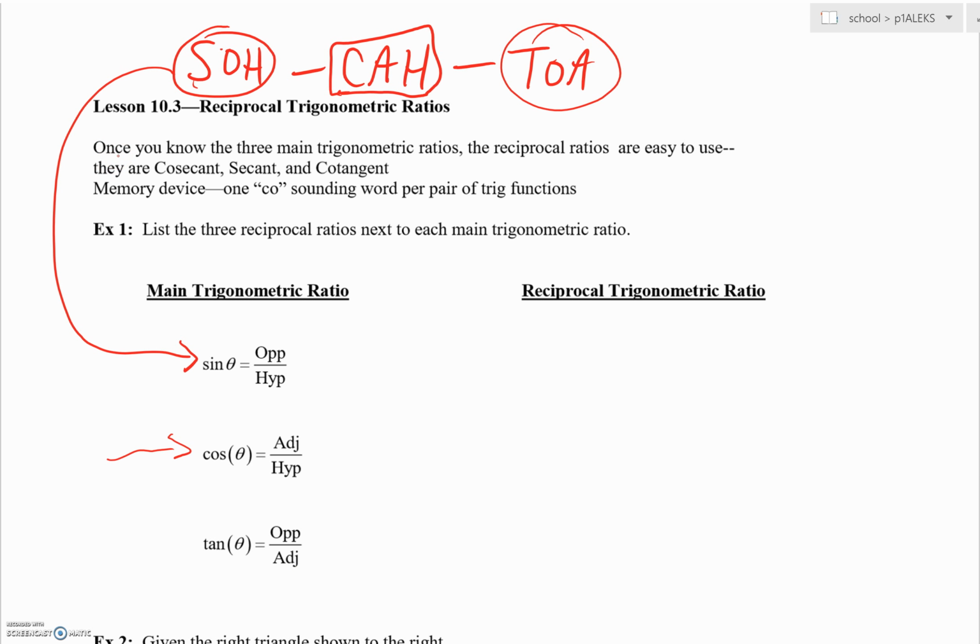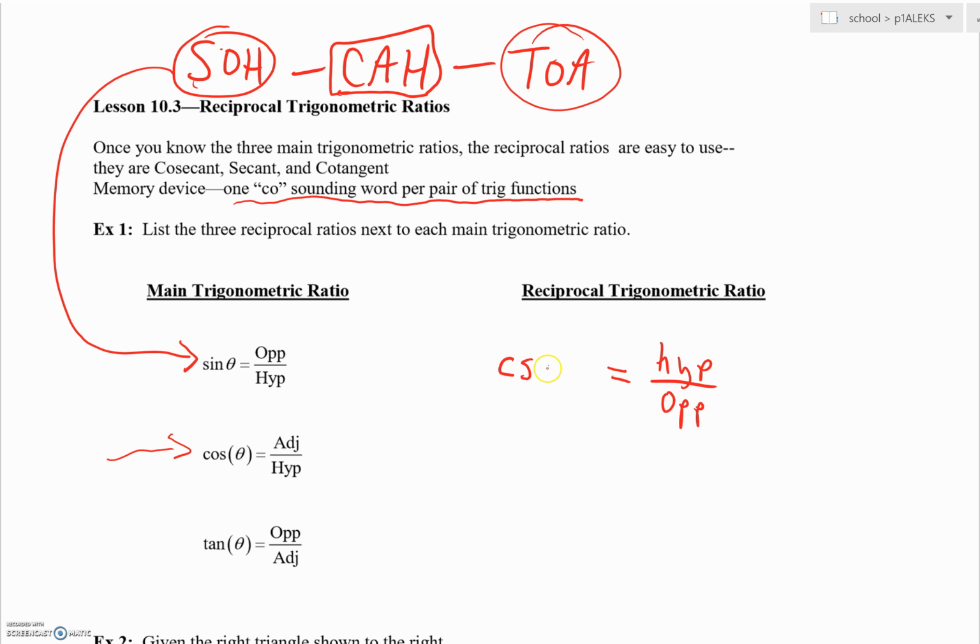Once you know these 3 main trig ratios, the reciprocal ratios are easy to use. They are cosecant, secant, and cotangent. And the memory device is one co-sounding word per pair. So sine of theta is opposite over hypotenuse. We could take the reciprocal and get hypotenuse over opposite. Sine has a reciprocal function of cosecant.